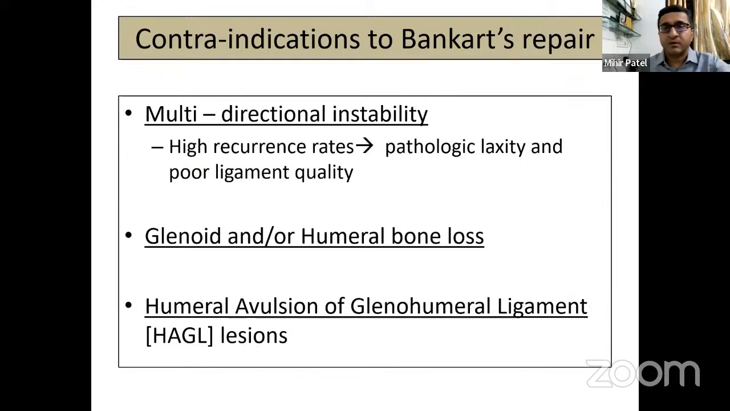So contraindications to a Bankart's arthroscopic repair would be a multidirectional instability, because we know that it is an abnormality in the collagen of the capsule. The ligament quality is poor. So no matter whatever repair we do, it is going to stretch out, so these patients would be preferably managed by rehab. A significant glenoid and humeral bone loss will be a contraindication for an arthroscopic Bankart's repair. And a HAGL lesion will also be a contraindication because the entire surgical technique will be different.